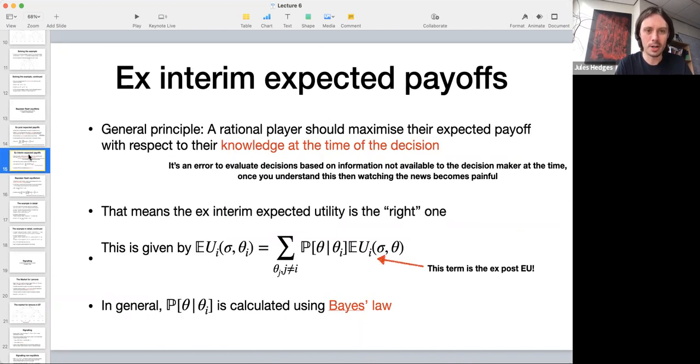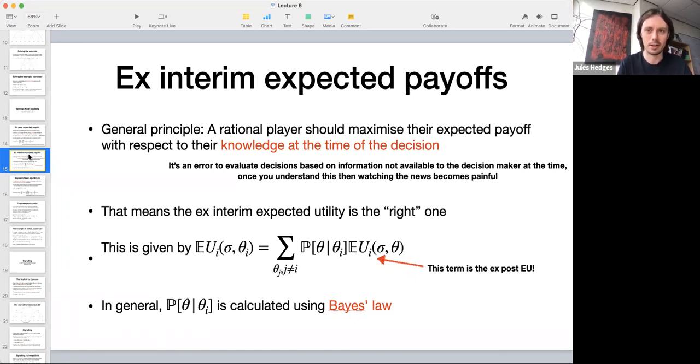Now, the most important one is ex interim expected payoffs. And this is because of the general principle that a rational player should maximize their expected payoff with respect to the knowledge that they had at the time in which they made the decision. That's a very important principle. And actually, this is an important principle for real life as well. And once you realize this and you watch the news or whatever, you start to see this fallacy all the time of people being criticized for making decisions based on information that was not available to them at the time when they made the decision.